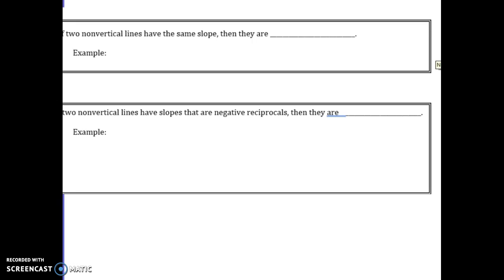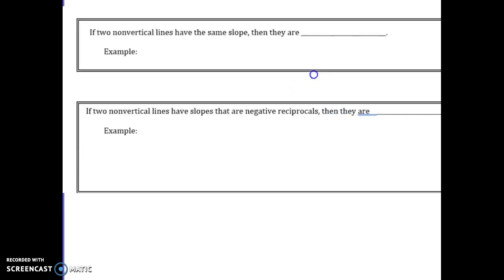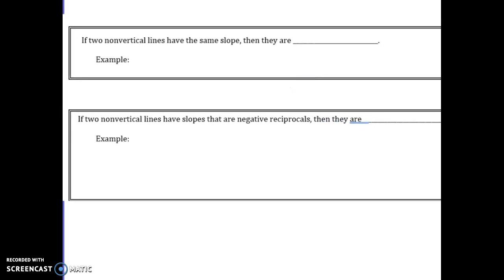Okay, so if two non-vertical lines have the same slope, then they are parallel. And we're going to use a symbol for that. So let's write in parallel. We use the symbol that looks like this. It's got two lines, like two slashes.